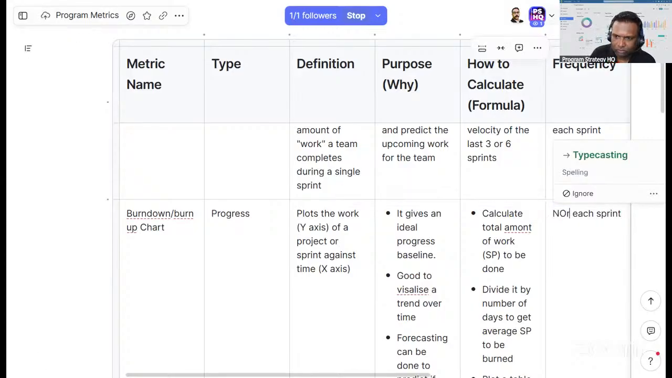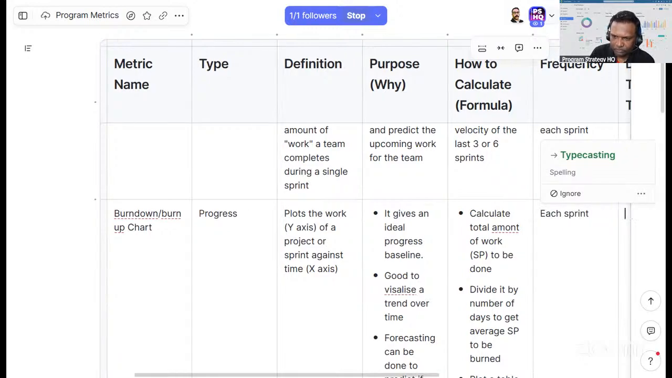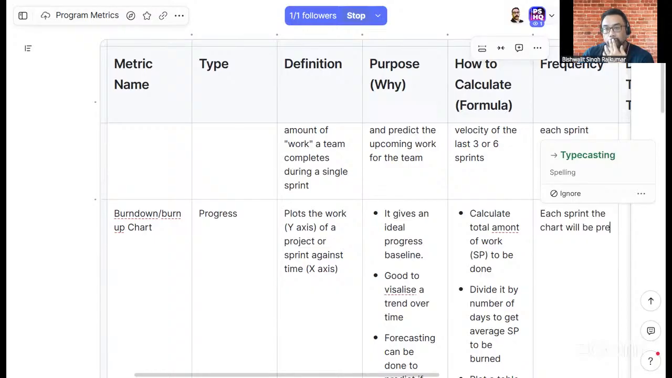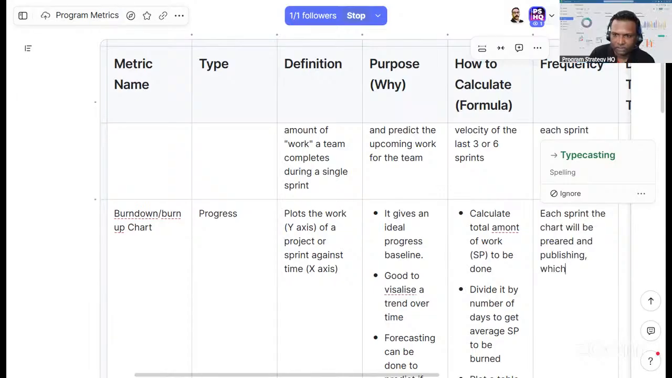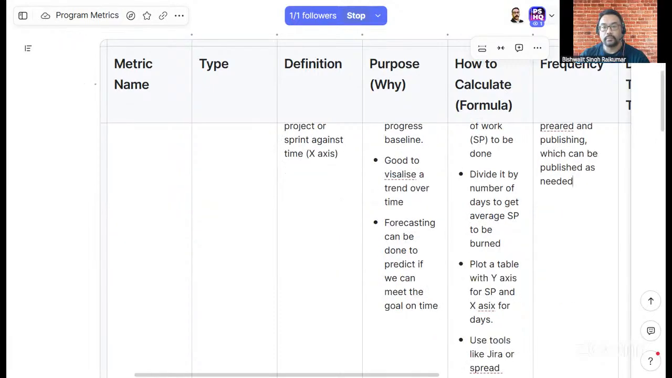So each sprint, the chart will be prepared, which can be published as needed, whenever needed. So it is always there, but once in a sprint, we have to make all those changes. Okay, so this is also done.